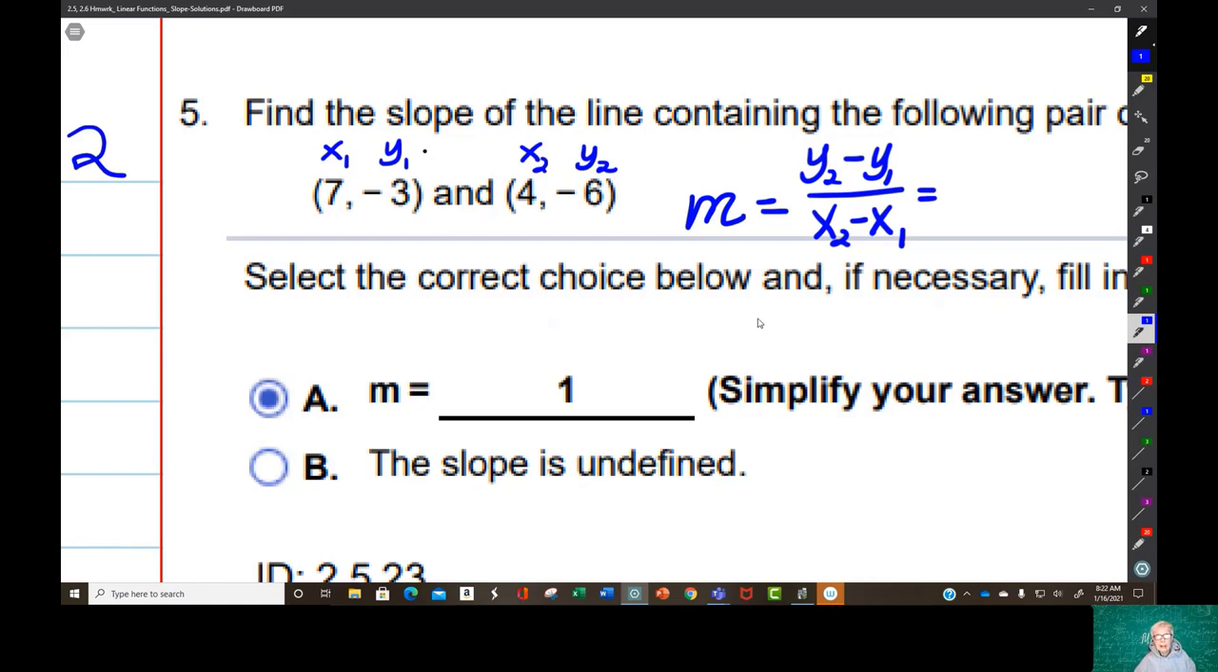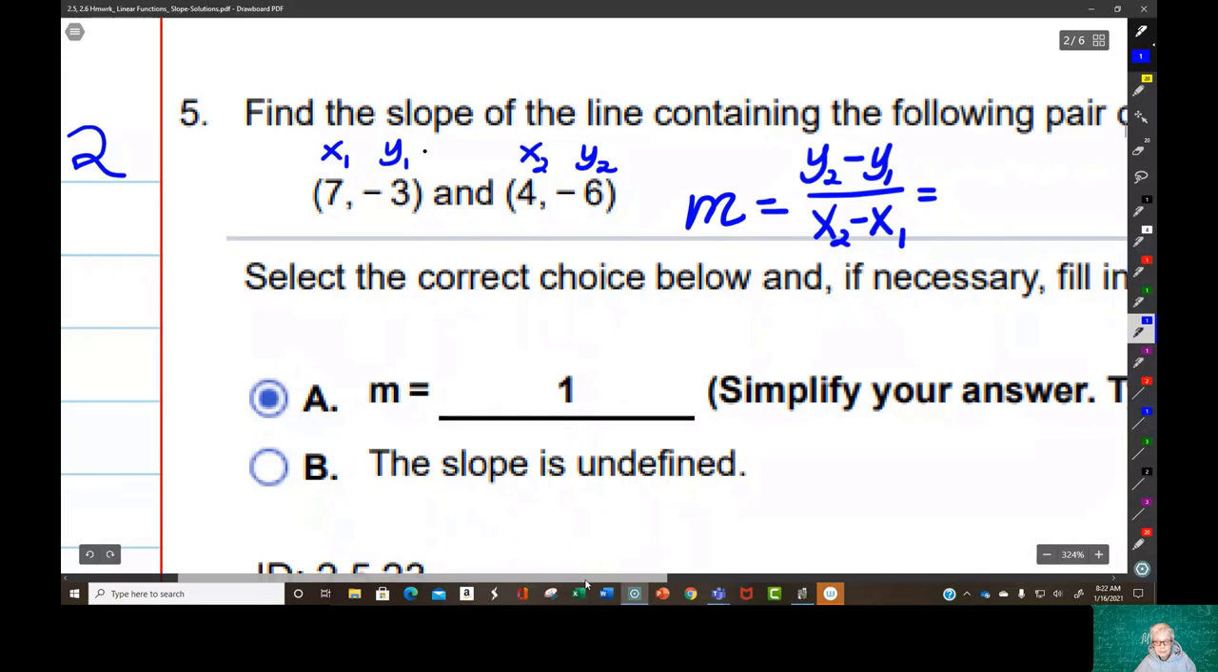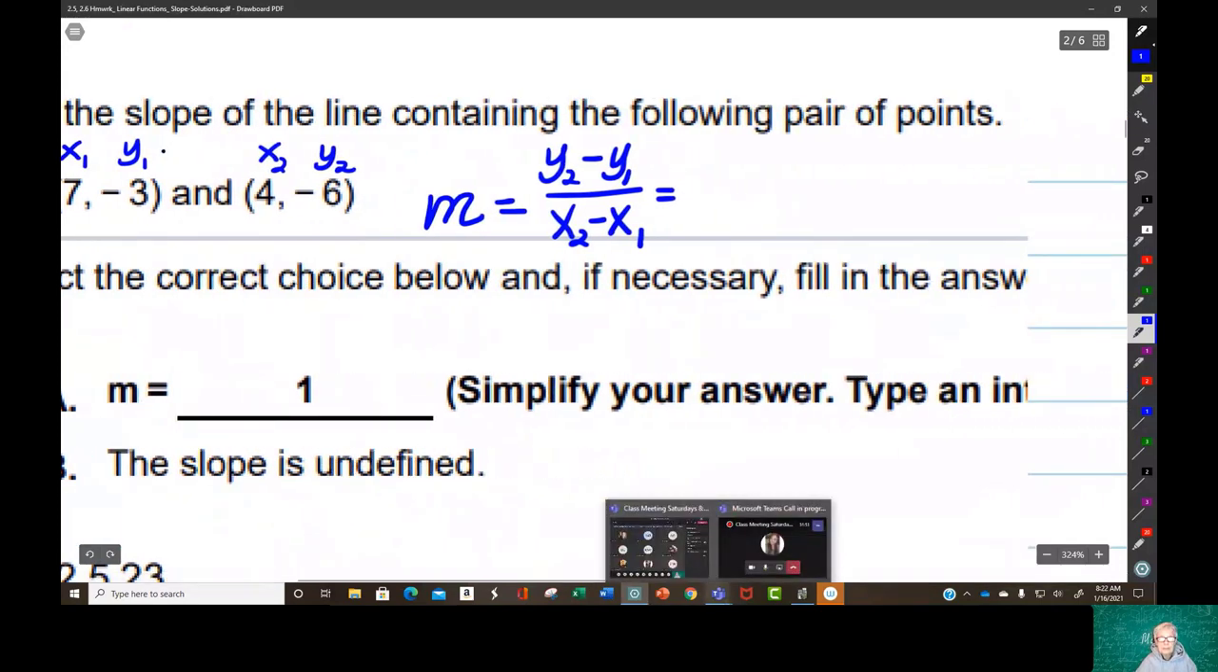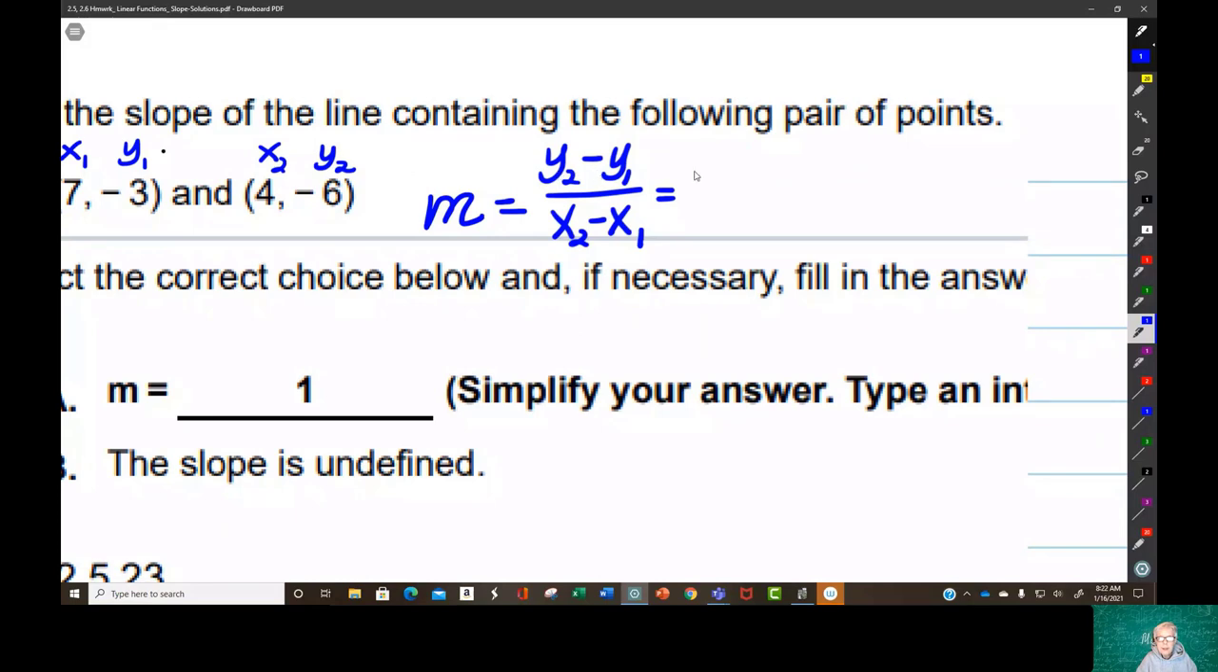So now watch carefully what I do. y2 is negative 6. Then I have to write a minus sign because y2 minus y1. Well, y1 happens to be a negative number, so I put it in parentheses like that. So negative 6 minus negative 3. That can trick you. That can mess you up. So you have to be very, very careful.